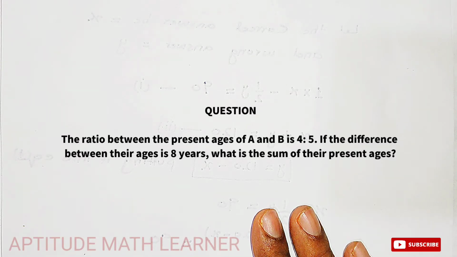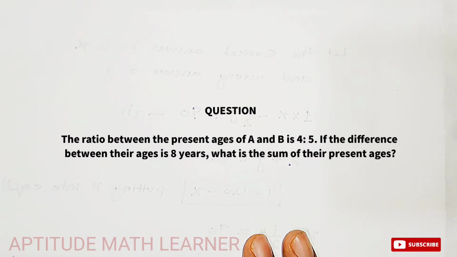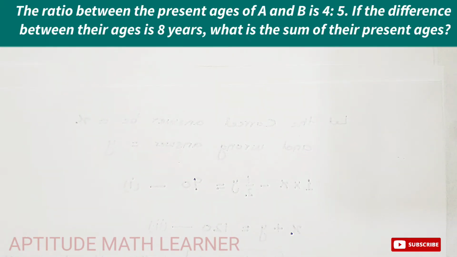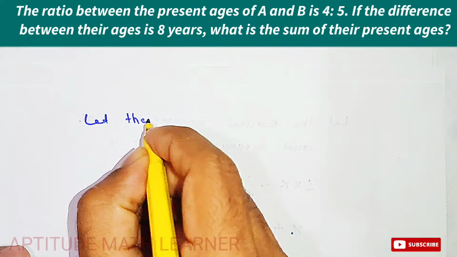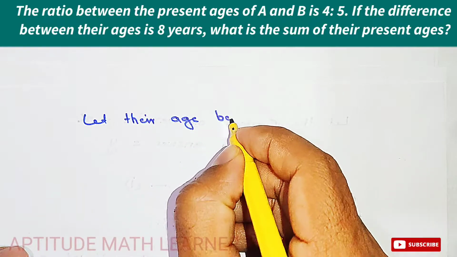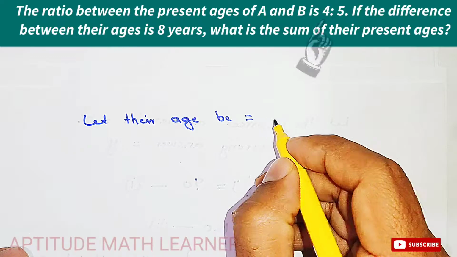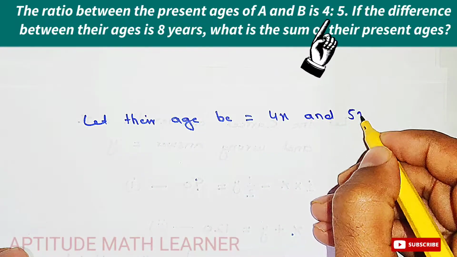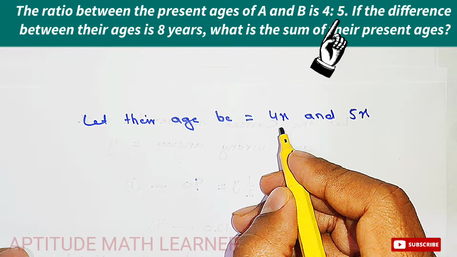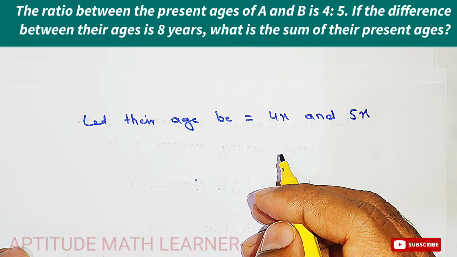But for this, the first thing we have to do is find out their real ages. So we take the first thing: let their ages for A and B be in the ratio, that is 4x and 5x. So we have just taken 4x and 5x as the ages for A and B.